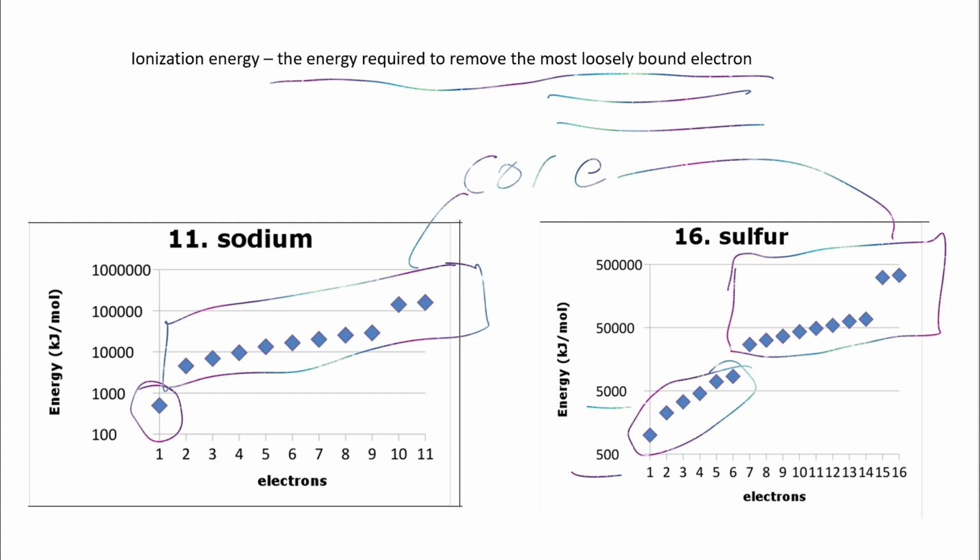500, 5,000, 50,000, 500,000 kilojoules per mole. But notice the scales in each graph are actually different. So sodium's electron is actually a lot easier to remove than sulfur's.